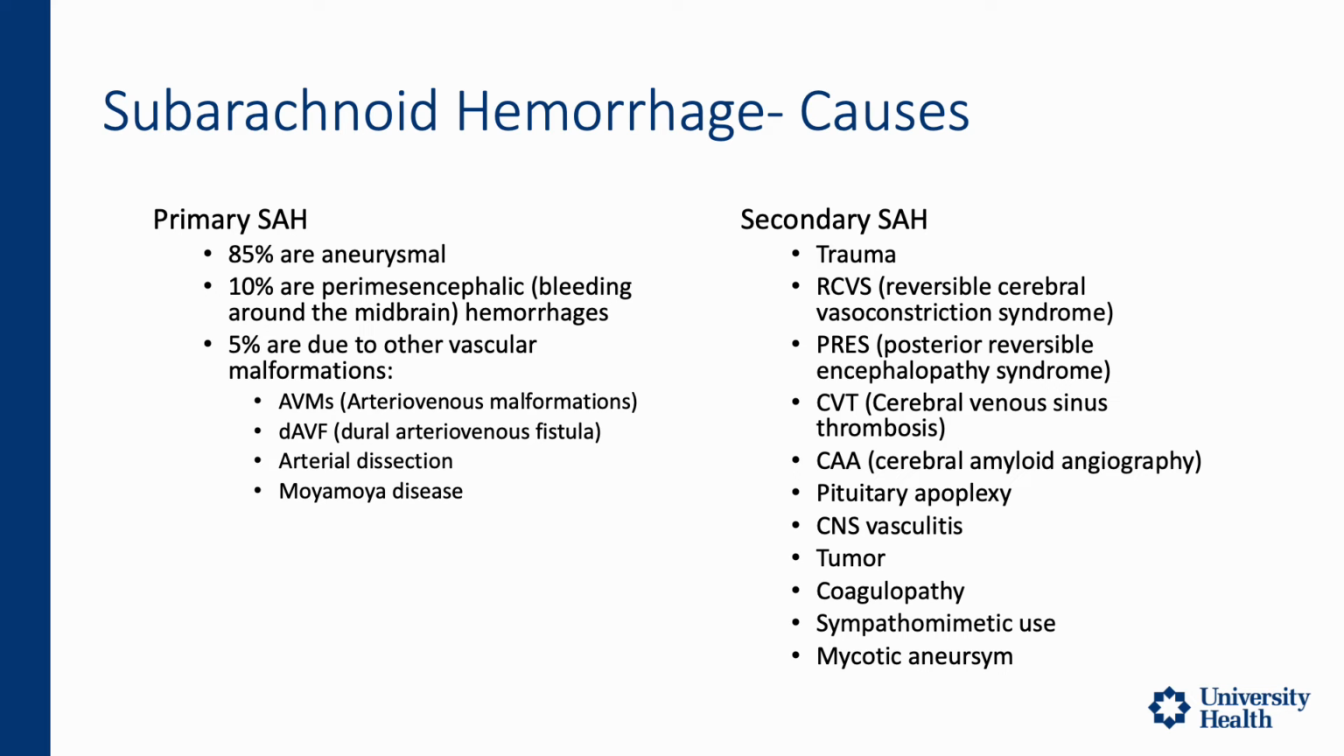Think about PRES. Cerebral venous sinus thrombosis, just like it sounds, you basically get a thrombosis and a clot in your cerebral venous sinus. Very common in women, specifically women of childbearing age, like women that are prone to pregnancy, so in your 30s, or women with a history of, for example, birth control. Cerebral amyloid angiopathy, pituitary apoplexy, CNS vasculitis, like we discussed already, tumors, coagulopathy, sympathomimetic use, so cocaine, and very commonly mycotic aneurysms, so it's going to be your patients with endocarditis.